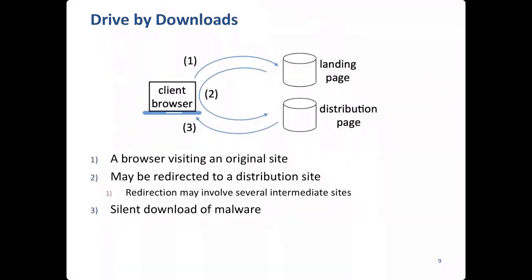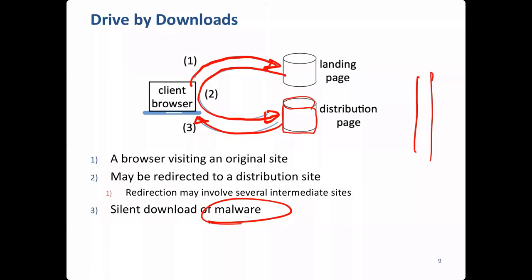All right. So in this method, a browser visits a genuine-looking or genuine website, and that will have a JavaScript or something that will redirect to some other website. It's called a distribution page, and that will download malware to your machine. Okay, so please read about it. I don't want to spend much more time, and you can Google drive-by download. Note that whenever your machine is downloading something without your permission, actually you are getting a malware.